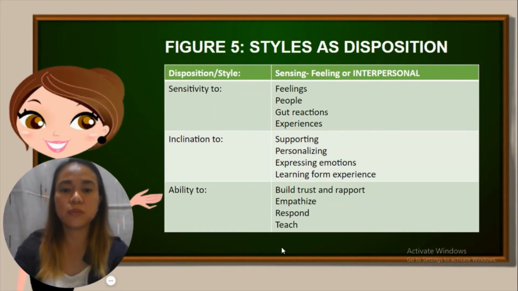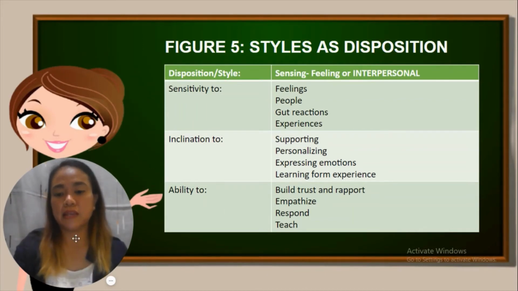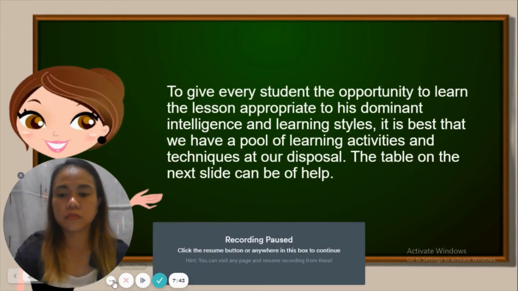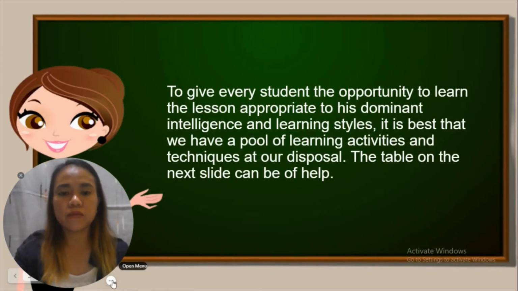Students will usually possess a combination of learning styles. By taking a simple learning style inventory, a student can become aware of just what his or her learning style is. To give every student the opportunity to learn the lesson appropriate to his dominant intelligence and learning style, it is best that we have a pool of learning activities and techniques at our disposal. The table on the next slide can help.